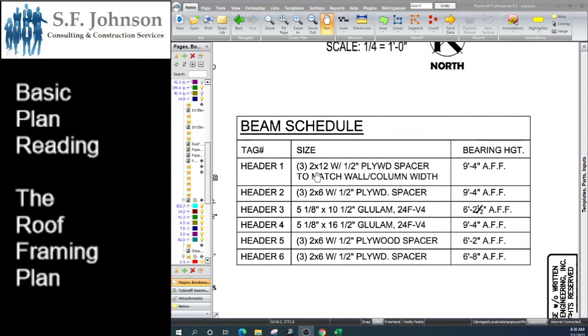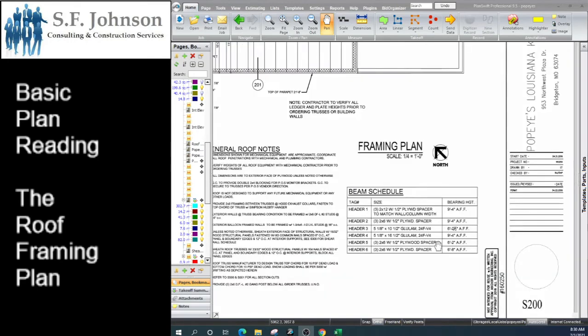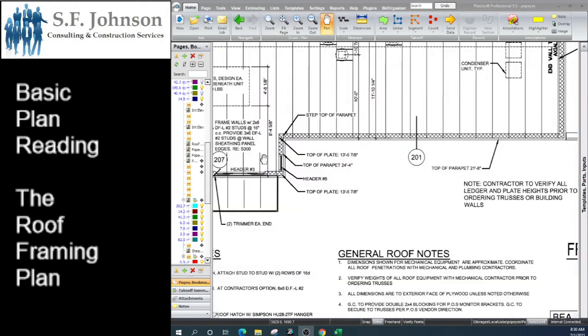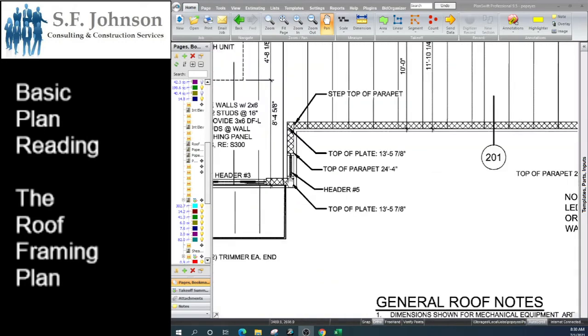So in this case, you would measure how many linear feet of each type of header you have. So you go around, look at the headers. This is header number 5. We would measure how many linear feet, and then that's how we would price it.